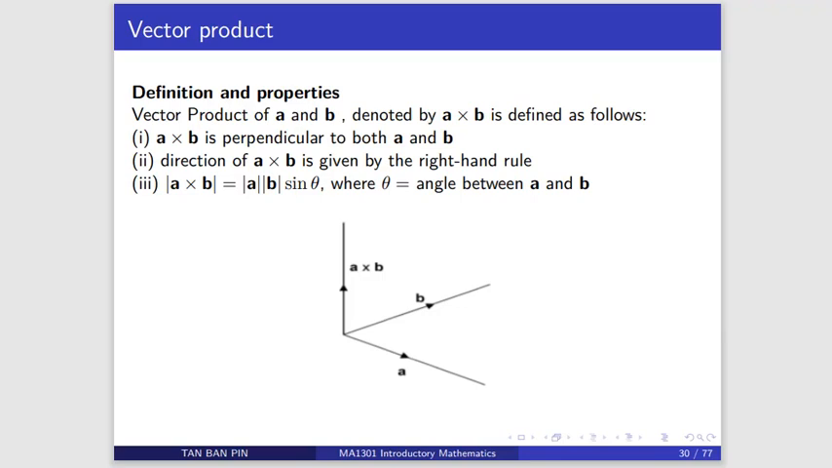We now look at vector product. The vector product of two vectors A and B, denoted by A cross B, is defined as follows. A cross B is perpendicular to both A and B. The vector product of two vectors A and B gives you a vector A cross B, which is perpendicular to both A and B. And the direction of A cross B is given by the right-hand rule.